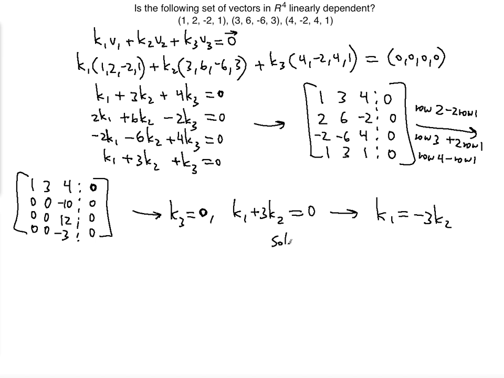So we basically have infinitely many solutions. The solutions k1, k2, k3 are going to be negative 3k2, k2, and 0. As you can see, there are infinitely many solutions, because k2 can be anything but 0, and k1 will also become non-zero. So there are non-trivial solutions.